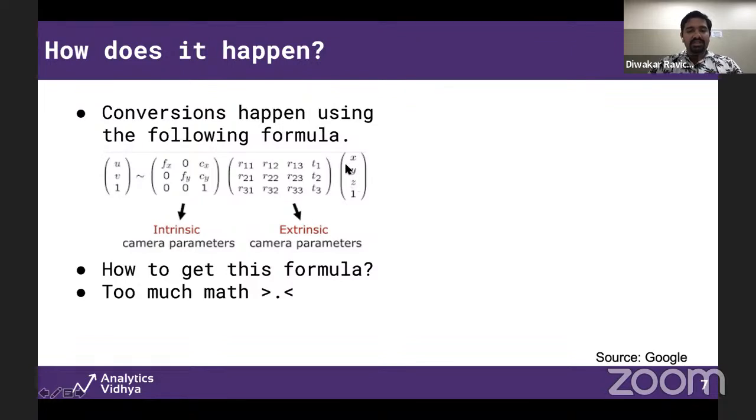X, Y, Z. So with this X, Y, Z, do you think I can represent the entire world? Because in math, I can go from minus infinity to infinity on all three coordinate axes. Yeah. So are you following me here? Do you understand the X, Y, Z representation?